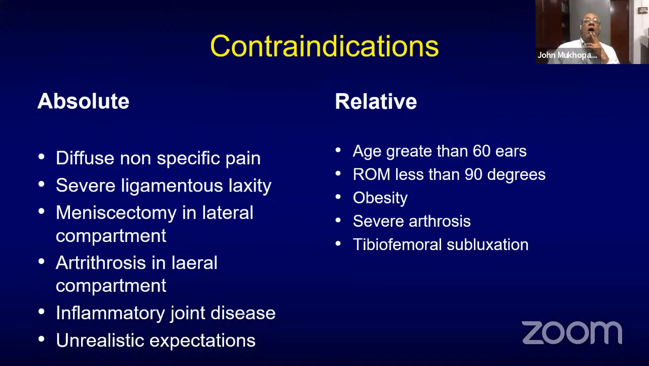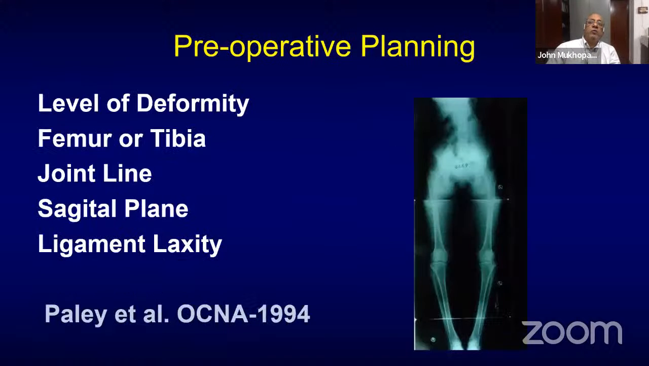Similarly, if you had arthrosis in the lateral compartment, inflammatory joint disease, or if the patient had unrealistic expectations, these were all contraindications. Similarly, age greater than 60, range of movement less than 90 degrees, obesity, severe arthrosis, or if there was already tibiofemoral subluxation, one really has to be wary of doing this surgery in these patients.